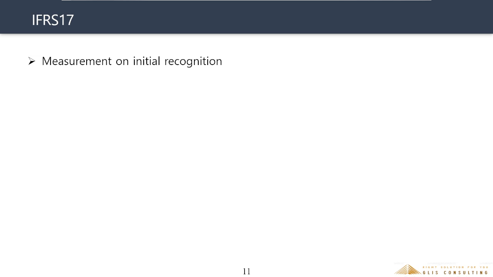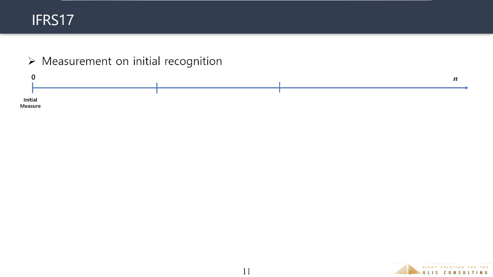So the measurement itself has two parts. First of all, measurement on initial recognition. Let's say we have a new contract coming in and you have to measure it right away. Practically you're going to do it probably on a monthly basis at the end of the month, but theoretically, in principle, the IFRS 17 standard says that you have to measure it immediately.